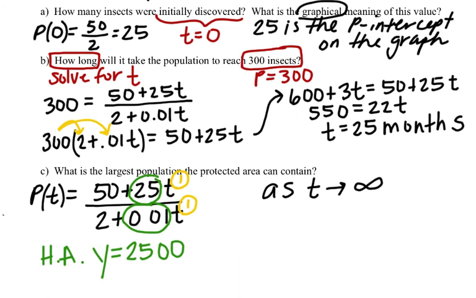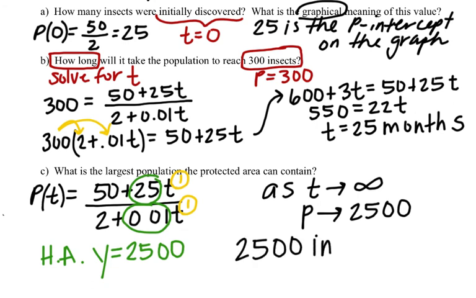So now we can answer the question, what's happening as t goes to infinity, as time gets infinitely big? Well, the y values on my function, which are really my p values, the population, are not getting infinitely big. My p values are approaching 2500 because that's the horizontal asymptote. This graph levels off. It grows and grows and grows, but it's still leveling off, approaching 2500. So what's the largest population that this area can contain? The answer is going to be 2500 insects, because that is the horizontal asymptote of this particular function.